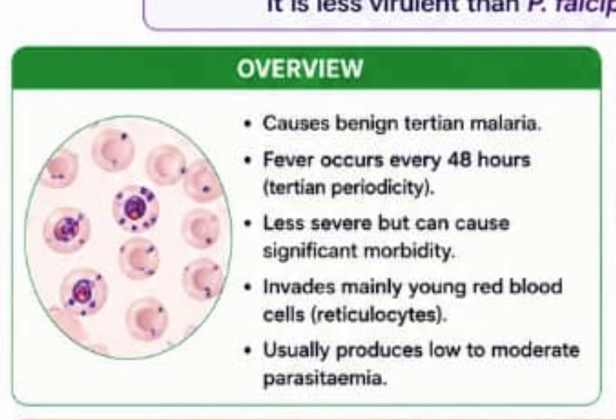It invades young red blood cells, which means reticulocytes. While the falciparum causes damage to red blood cells of all ages. You get it now? So it produces low to moderate parasitemia. While the falciparum produces a high amount of parasitemia.